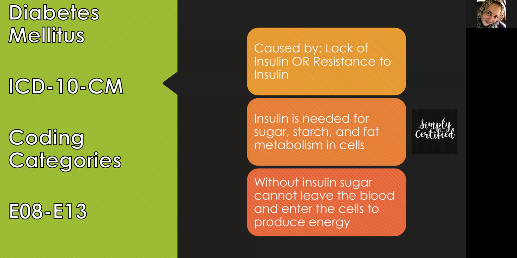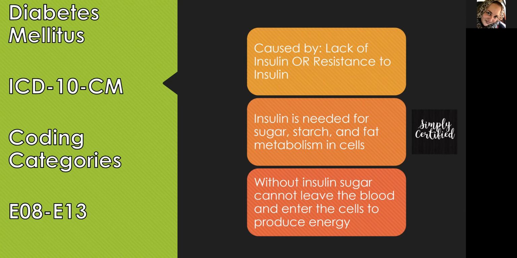So about diabetes. Diabetes is caused by a lack of insulin or a resistance to insulin, right? Depending on which type you have. Insulin is needed for sugar, starch, and fat metabolism in your cells. Like you can't metabolize what you eat without it. It's not a good thing.